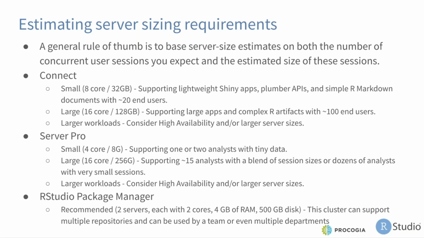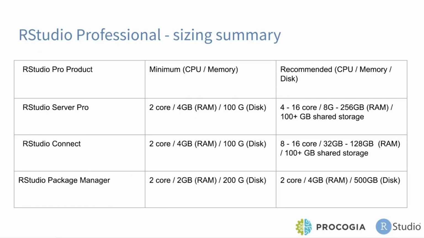High availability. Typically, we go for high availability as a best practice, regardless of the number of users. But certainly, as your workloads get larger and your number of users get larger, it makes sense to split across multiple machines. So here is a table which just gives an overview.